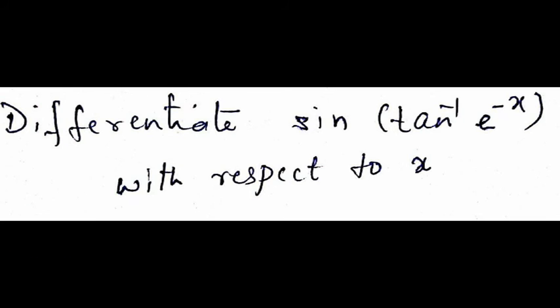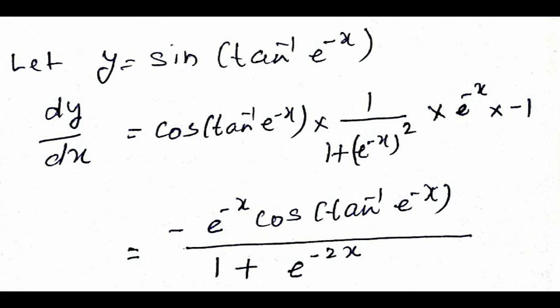Differentiate sin tan inverse e raised to minus x. Derivative of sin x is cos x, derivative of tan inverse x is 1 upon 1 plus x square, derivative of e raised to minus x is e raised to minus x into minus 1, and finally we get the answer minus e raised to minus x into cos tan inverse e raised to minus x divided by 1 plus e raised to minus 2x.